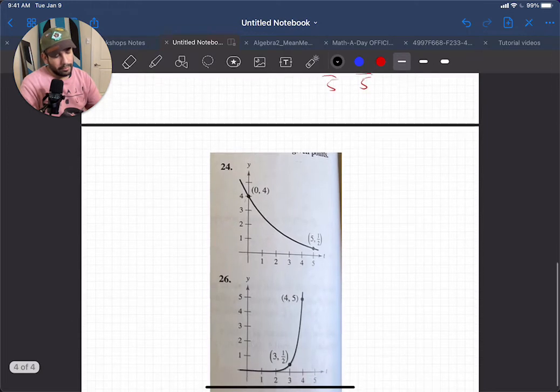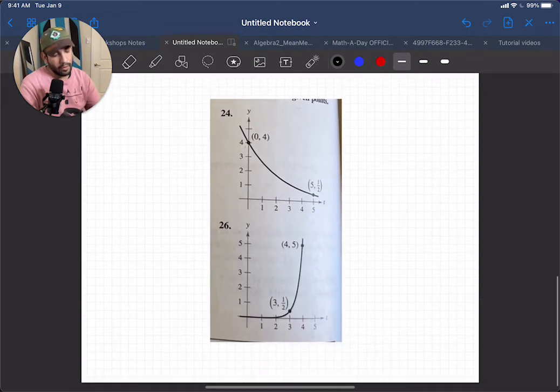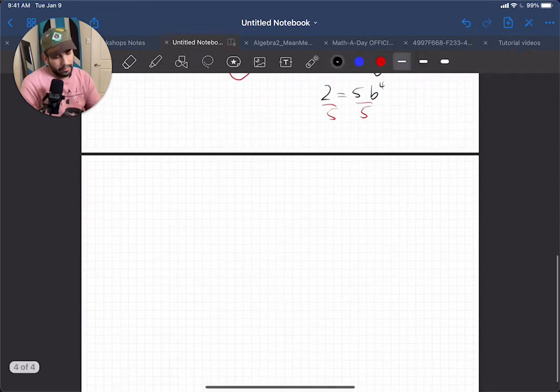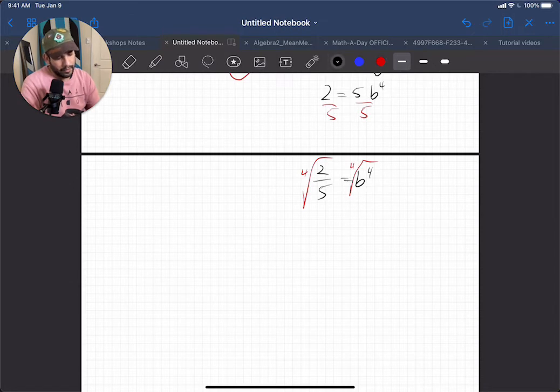Let me just kind of move up here. Okay, so I have 2 over 5 equals b to the 4th. And now I'm going to go ahead and take the 4th root of that. Okay, but this is great. Check that out, I have the value of b.